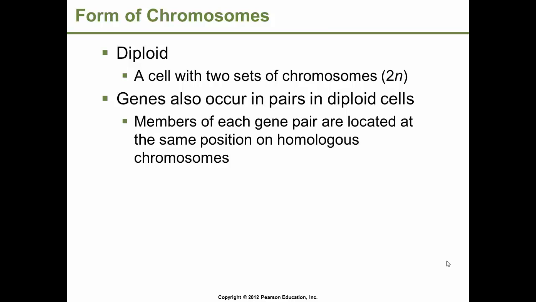One chromosome of the pair is from the mother, and one chromosome of the pair is from the father. Diploid is the term given to a cell with two sets of chromosomes, represented by 2N. Genes additionally occur in pairs in diploid cells. Members of each gene pair are located at the same position on homologous chromosomes.